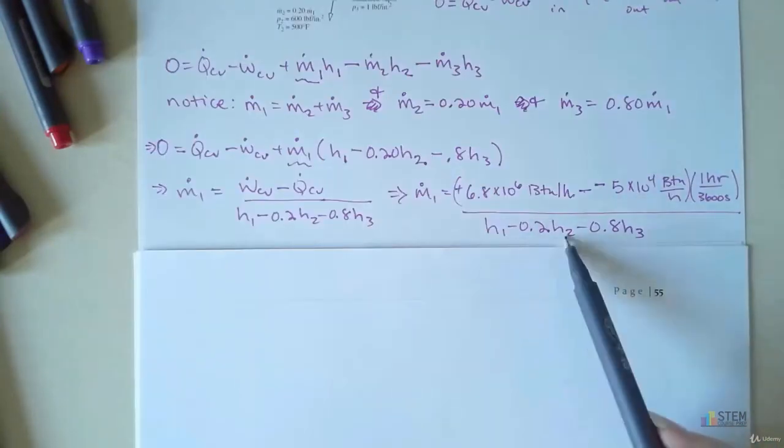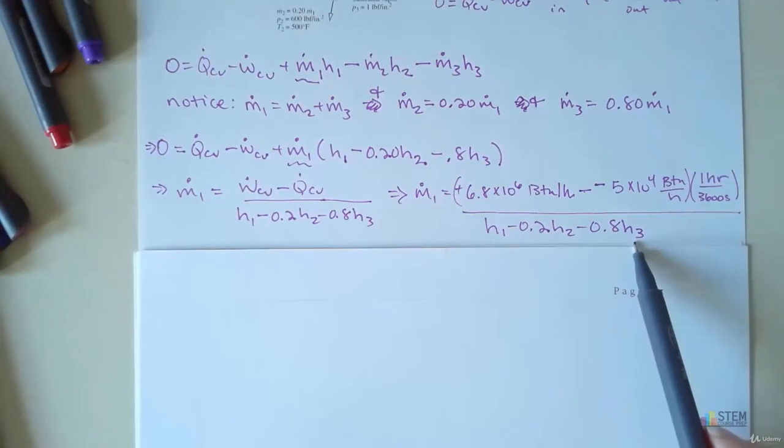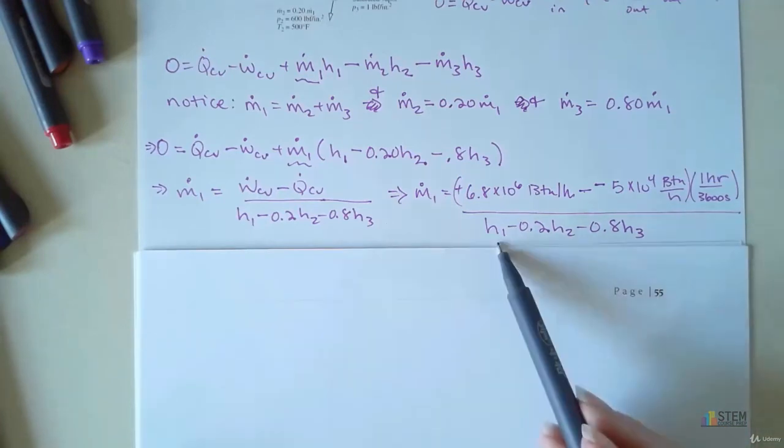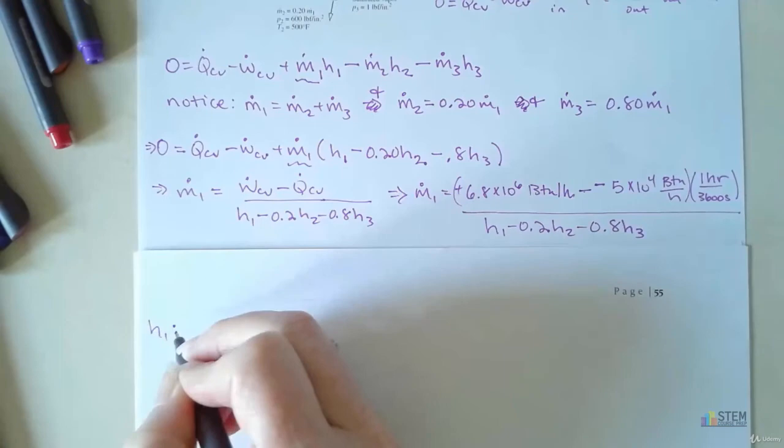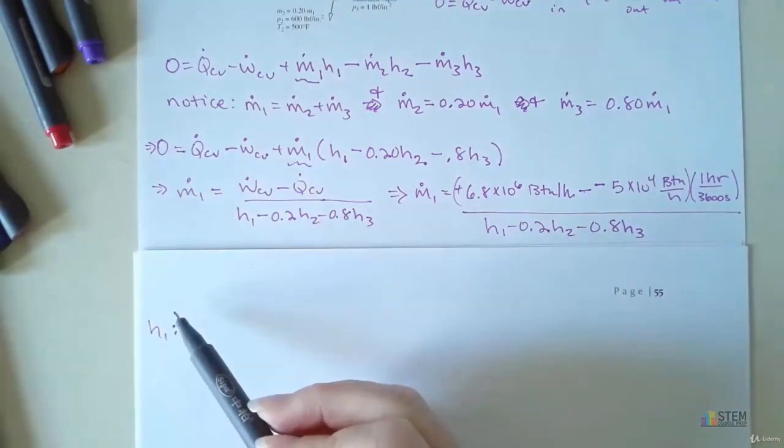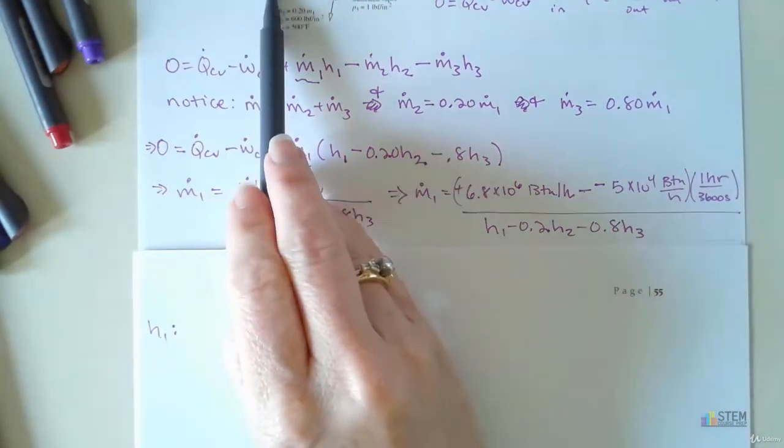Almost done. We got to look at these three enthalpy values. These are going to require the tables, of course. Let's look at H1 first. So let's put H1. Now pay attention to the pressure we're at. We are at a pressure of 1800 psi.